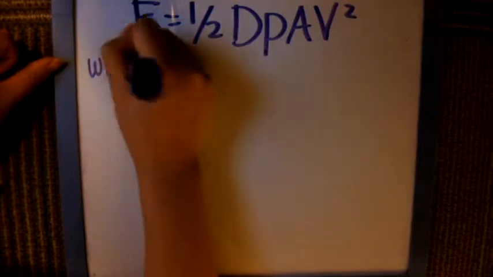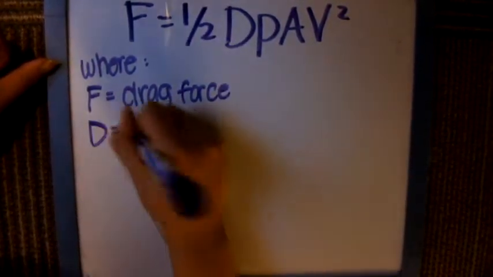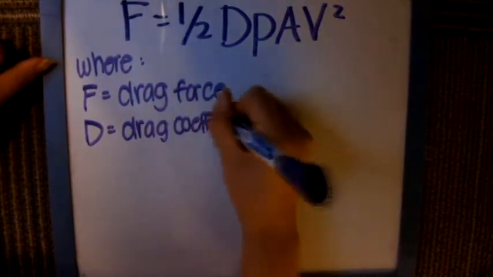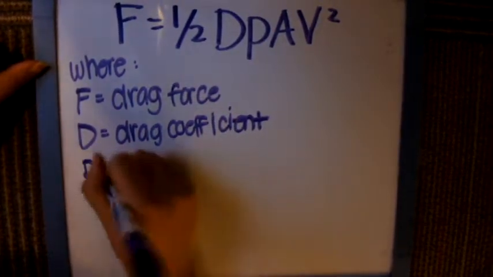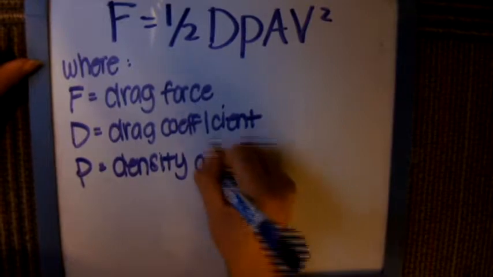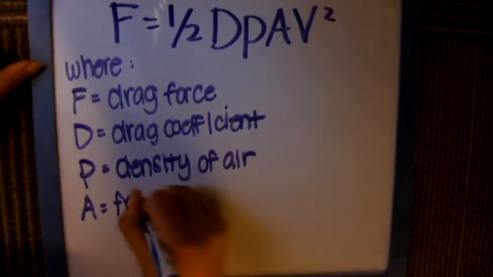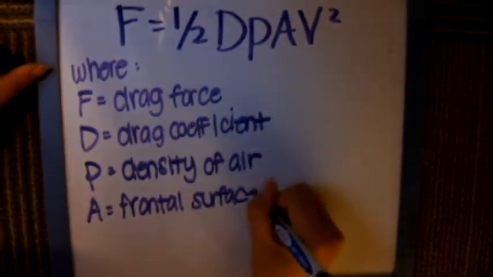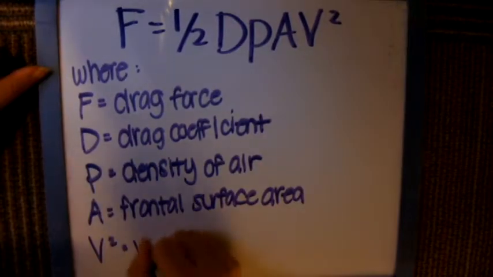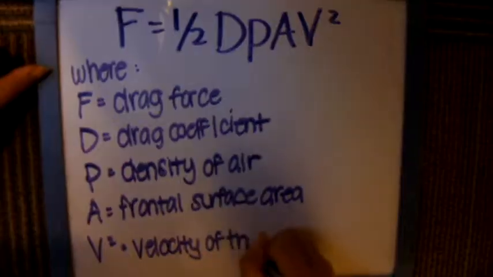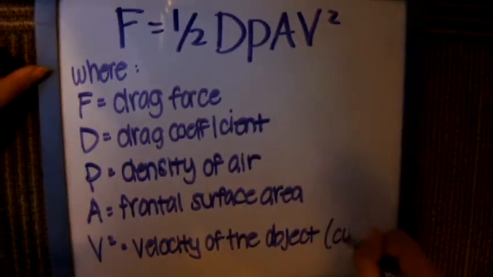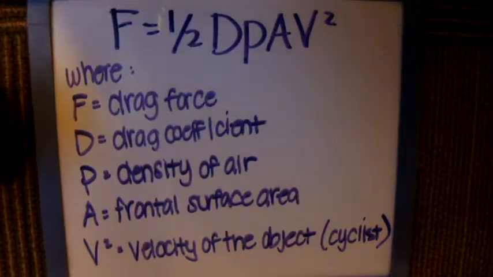The formula used to calculate drag is as follows. F equals 1/2 times D times P times A times V squared, where F is the drag force, D is the coefficient of drag, P is the density of the fluid, which in our case is air, A is the frontal surface area of the cyclist, and V squared is the cyclist's velocity with respect to the wind.